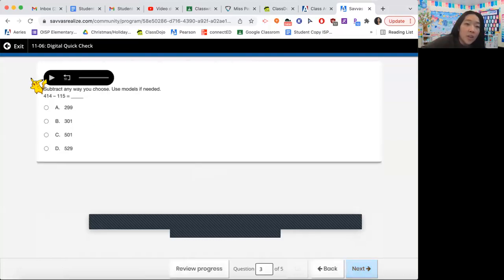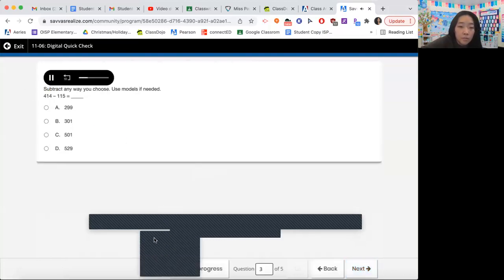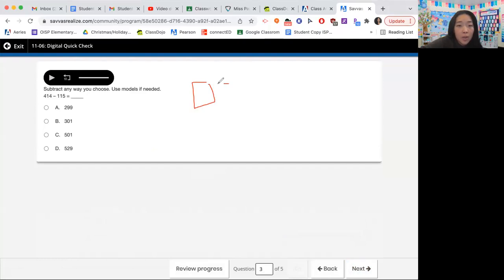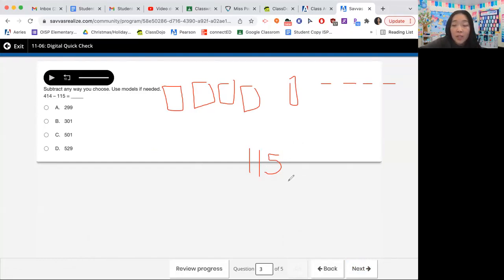Okay, question number 3. Subtract any way you choose. Use models if needed. I'm going to use models again. So we have 414, and then we are going to subtract 115. To subtract 115, what we need to do is first subtract the ones place.